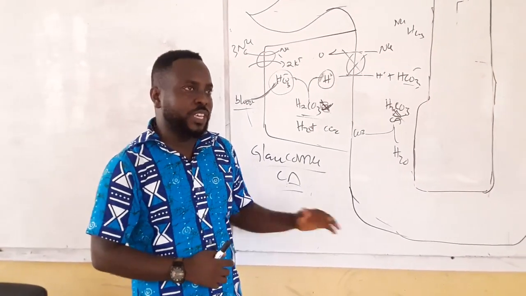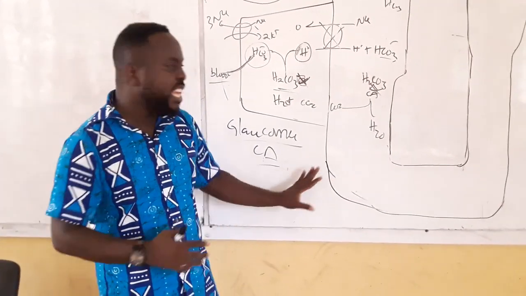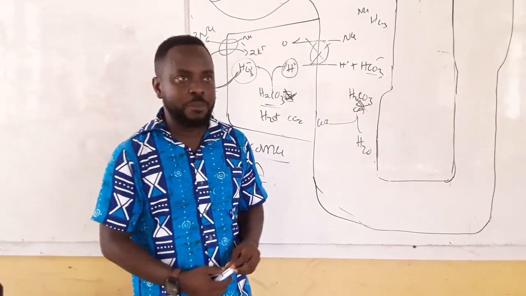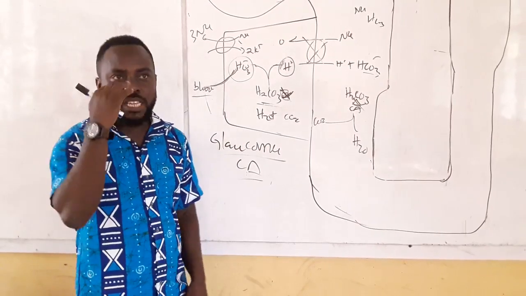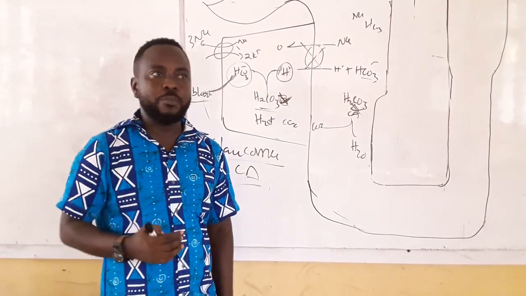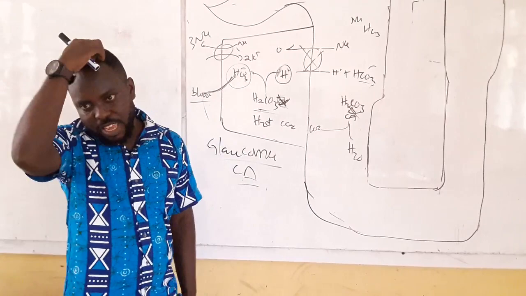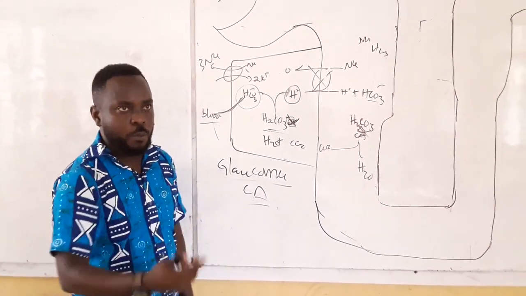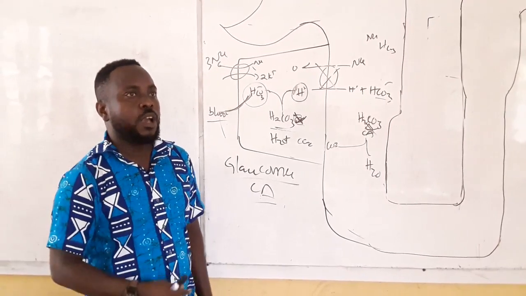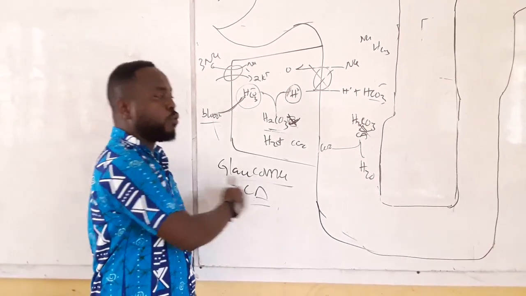So if you are able to give a drug that could inhibit the carbonic anhydrase enzyme, then the production of aqueous humor will go down, and the pressure on the eye of the person can be well managed. So the main use of this drug is not for diuresis, but we use it for the management of glaucoma.